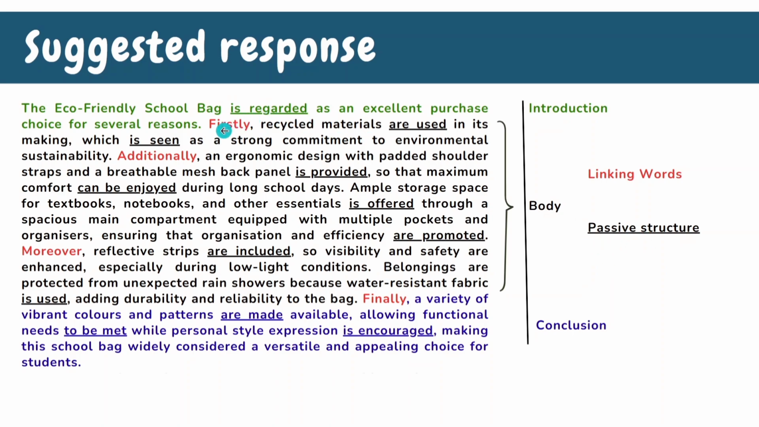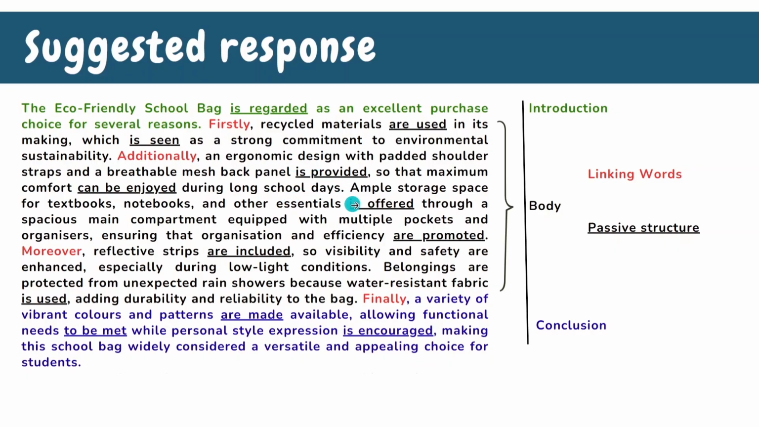Okay, firstly. So what is it in red color? It is the linking word. Right? The recycled materials are used, once again a passive structure, in its making, which is seen as a strong commitment to environmental sustainability. So the first point has been captured about the eco-friendly and recycled material. Additionally, one more linking word: an ergonomic design with padded shoulder straps and breathable mesh back panel is provided, once again a passive structure, so that maximum comfort can be enjoyed during long school days.